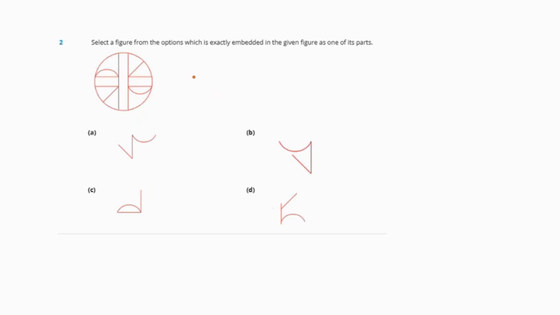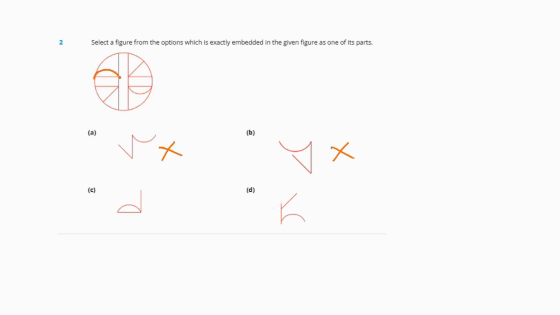Next question. Select a figure from the options which is exactly embedded in the given figure as one of the parts. So which figure is exactly embedded as one of the parts of this big figure? When you check the first figure, it cannot be a part. The second one also cannot be a part. The third one, when you check, can it be a part?